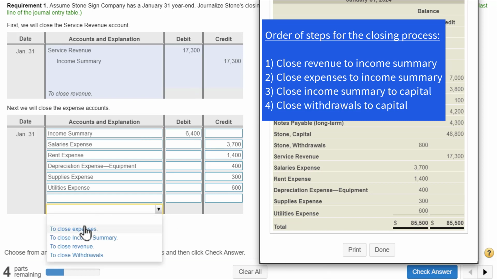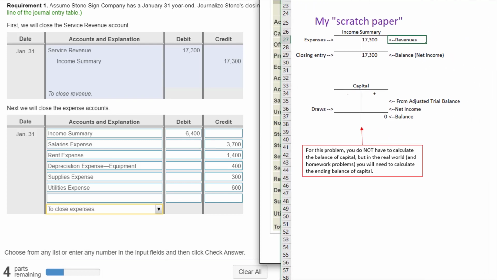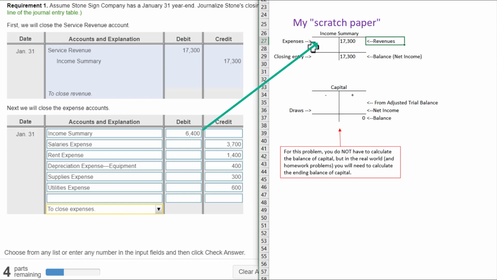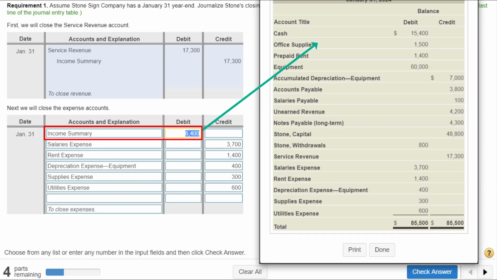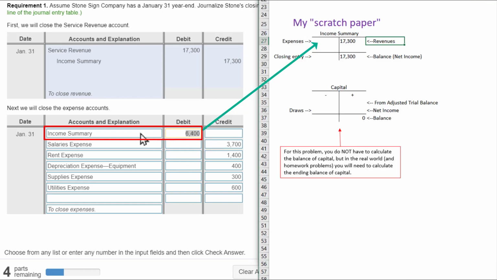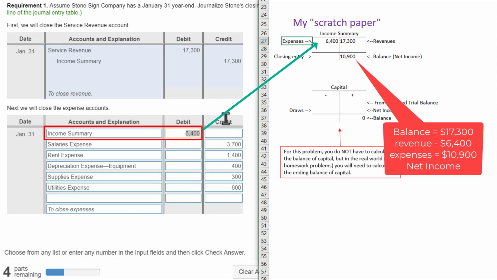Explanation to close expenses. Now on your piece of scratch paper, you should update your income summary account. So notice income summary over here is being debited. So on my piece of scratch paper, on the debit side, I need to put 6,400. And remember, that represents expenses because these are expenses.